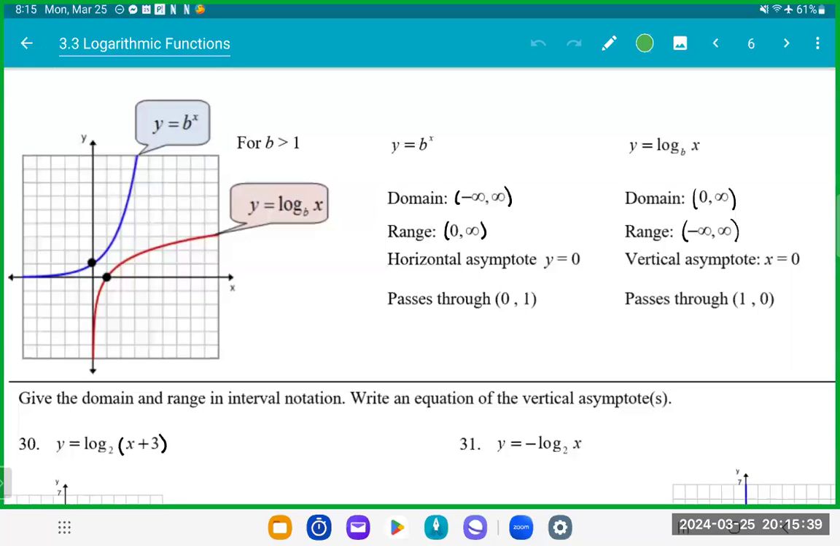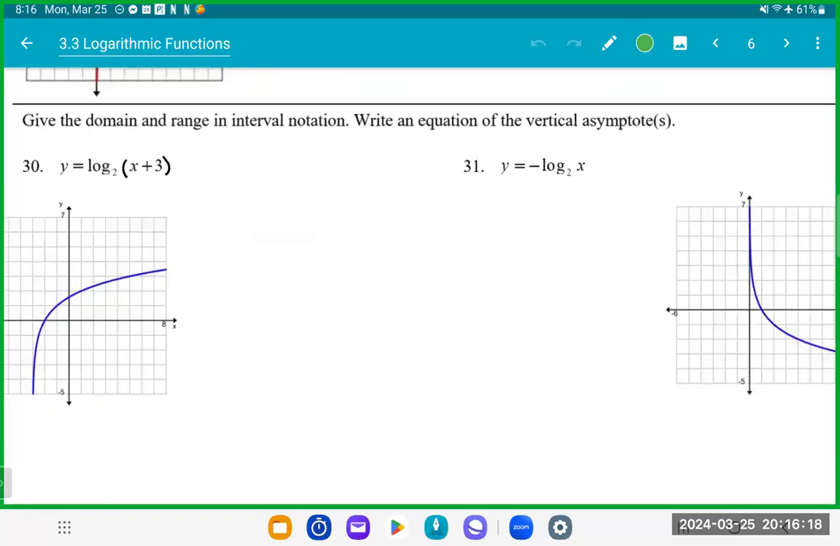And so there's the domain of each of them and the range of each of them. You can see that the domain and the range values actually flip-flop, whether you're talking about the exponential or the logarithmic. You'll have horizontal asymptotes for our exponential, and vertical asymptotes for the logarithmic. Our exponential graphs will pass through the point (0, 1), whereas our logarithmic graphs are going to pass through the point (1, 0). Okay?